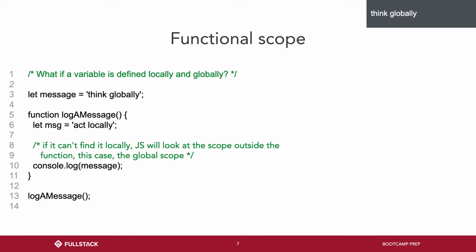What if a variable is defined locally and globally? If it can't find it locally, JavaScript will look at the scope outside the function. In this specific case, it will be the global scope. So in console.logging message, here we have let msg equal act locally. We don't find it, so we go up and we find message up here.